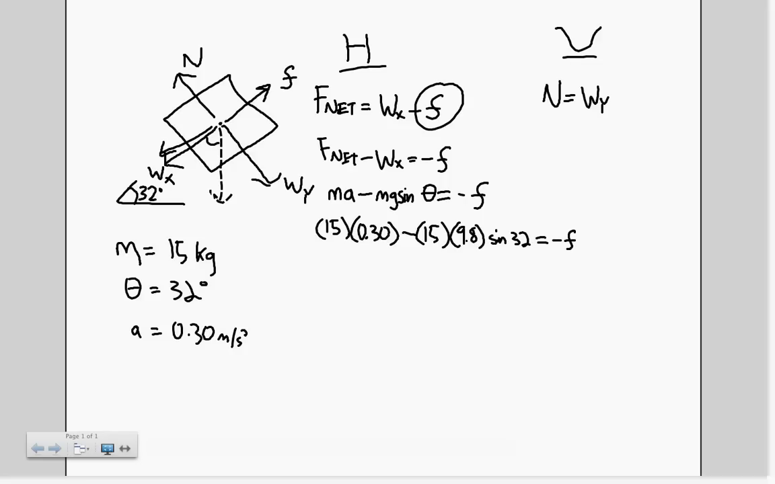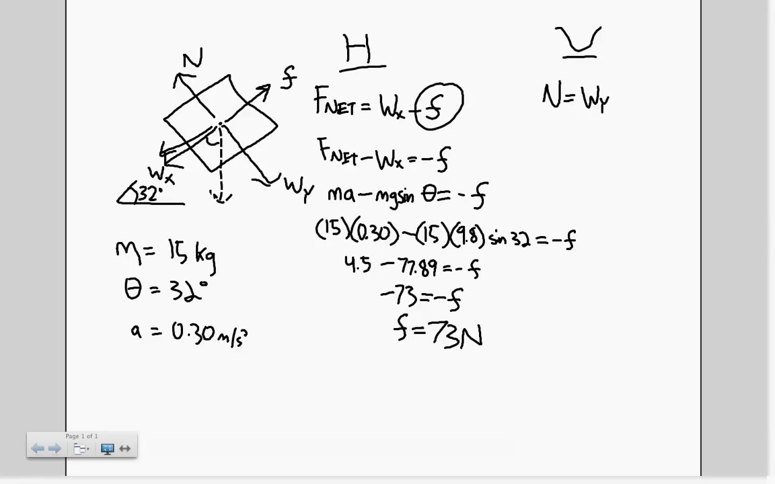So what we get here is, when you plug this into your calculator, 4.5 minus 77.89 is equal to negative friction force. And for an answer, we're going to get negative 73, accounting for sig figs. And we can simply divide both sides by -1, and your friction force is equal to 73 newtons. Alright, so now the first step is done. But the ultimate question of this problem is, what is the coefficient of friction?